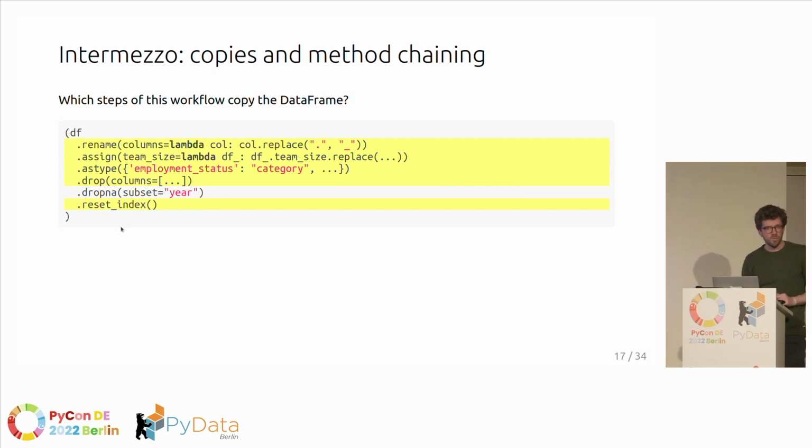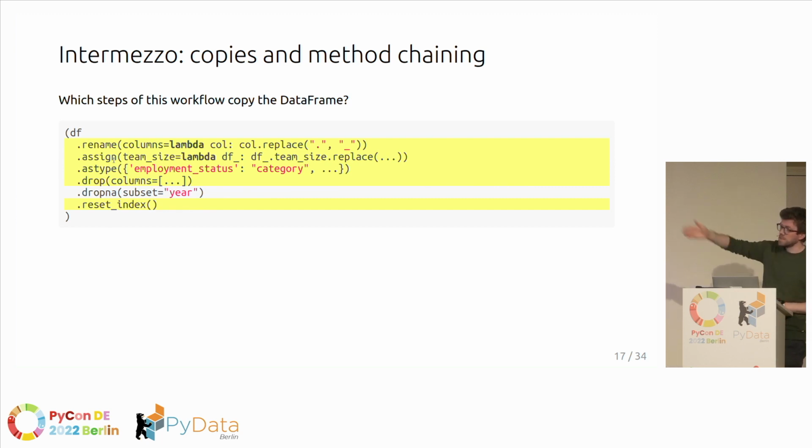The reason that we copy is that methods return a new object, and that new object should not, if you change it, update the original one. So that's the reason that we currently do a copy every time. But when you rename columns, you get a new data frame with new column names, but it could perfectly share the data with the original one if you don't further mutate the actual data. The same for assign, of course, and astype.